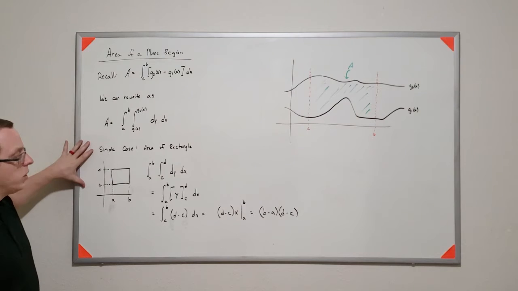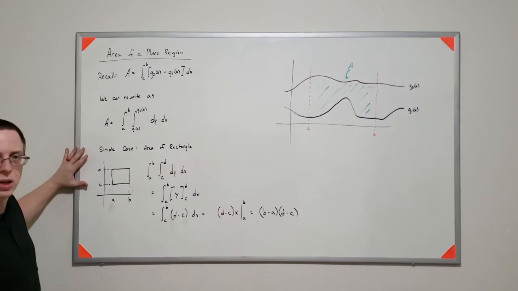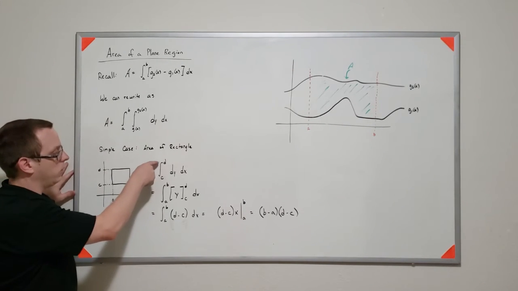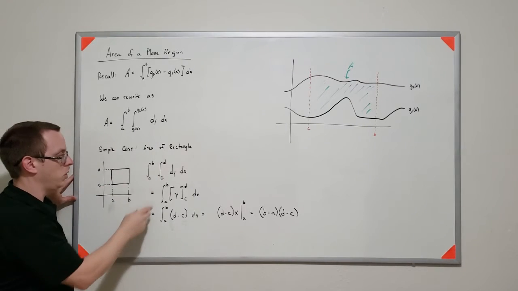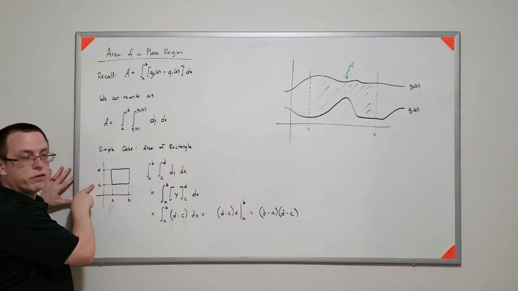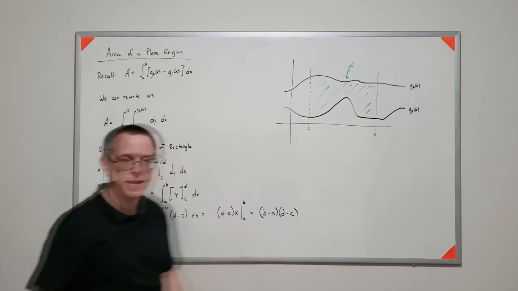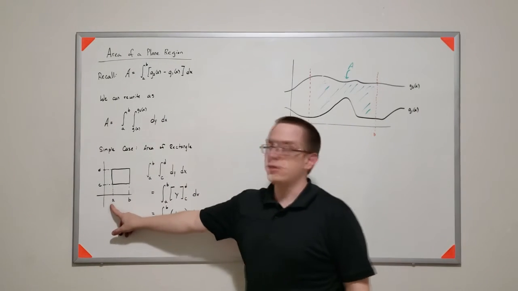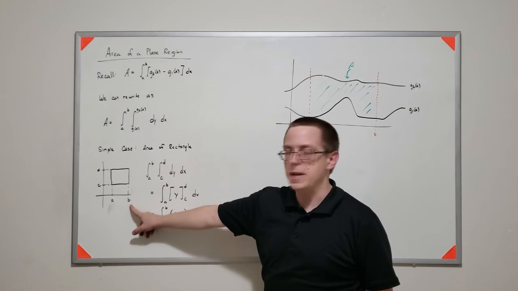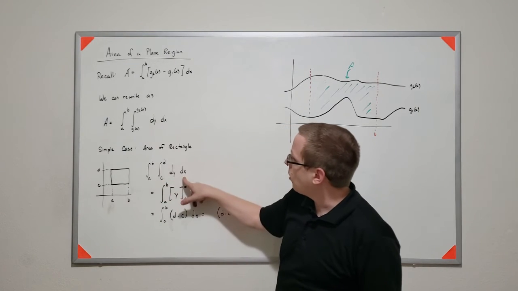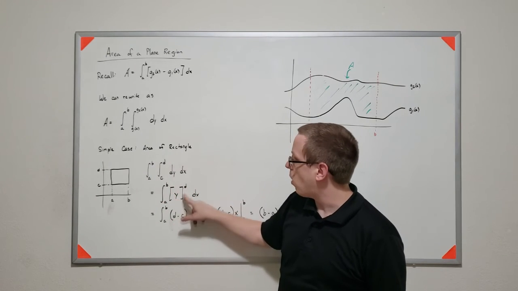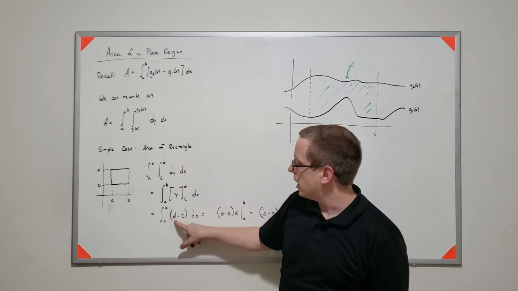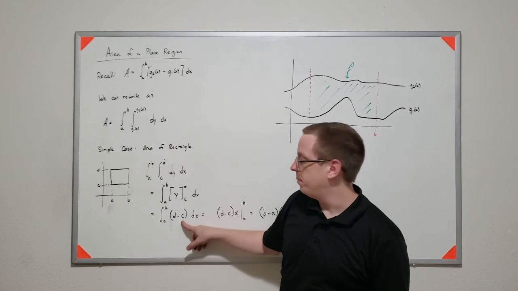But if we want to take a look at a simple case of doing that, let's just take a look at a rectangle. In this particular case, the functions are just constant functions. They always have the same value. So we go from the lower function c to the higher function d, and we're going from x value of a to x value of b. So integrating here, the integral of dy is just y, and y goes from c to d. So that's like saying d minus c.